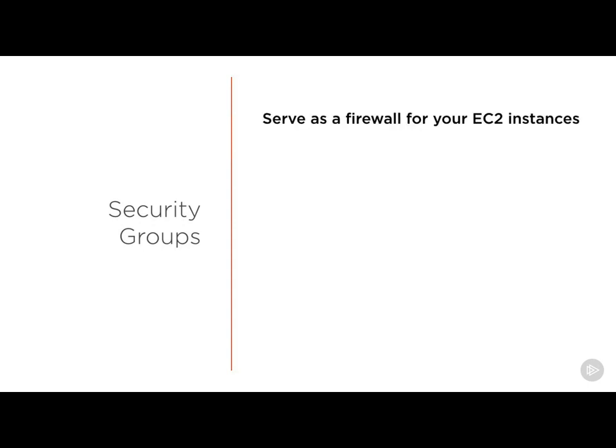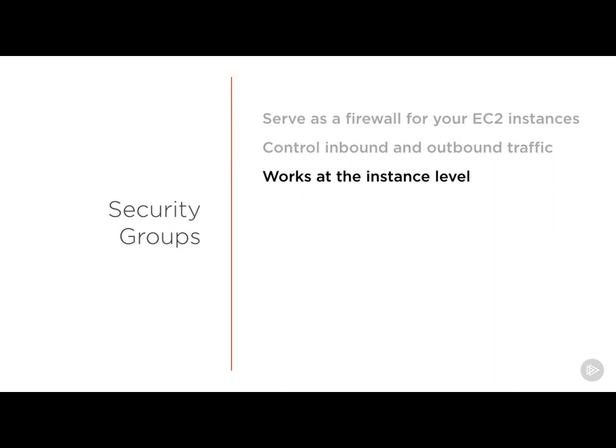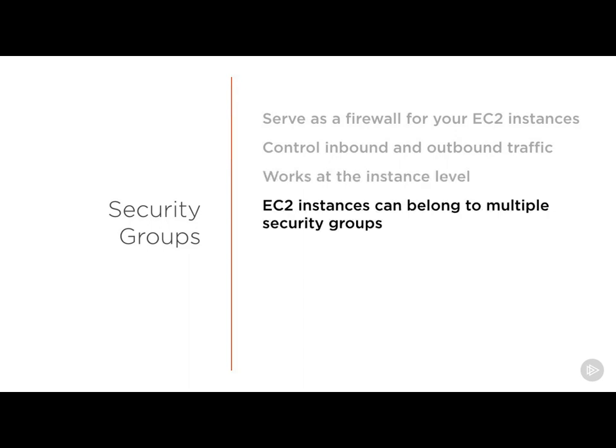And as mentioned, these basically serve as a firewall for your EC2 instances. And they have the ability to control both inbound and outbound traffic. Now, unlike what we're talking about with access control lists, these don't work at the subnet level or even at the VPC level. These actually work at the instance level. So you will associate a security group with a specific EC2 instance. And they can actually belong to multiple security groups.